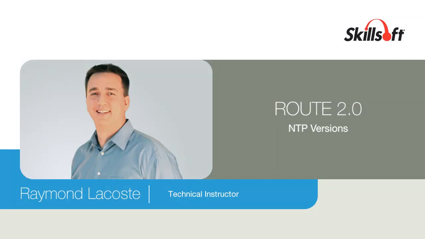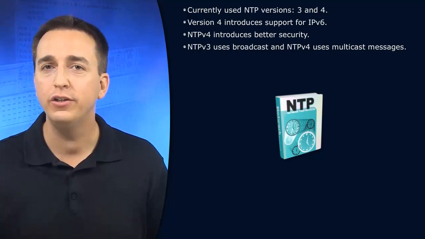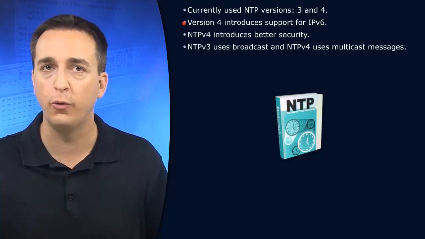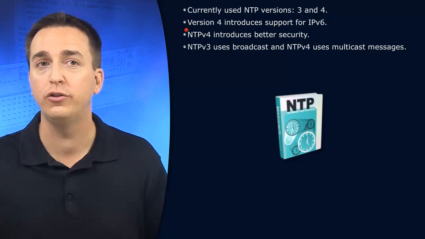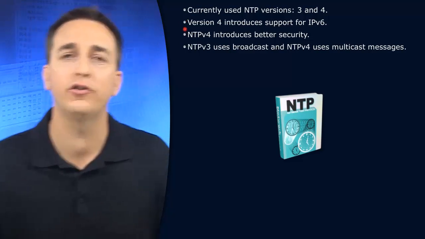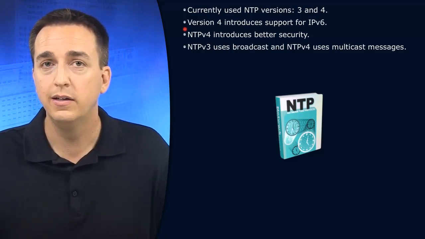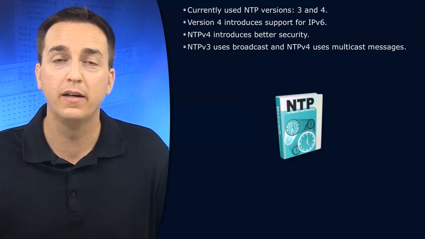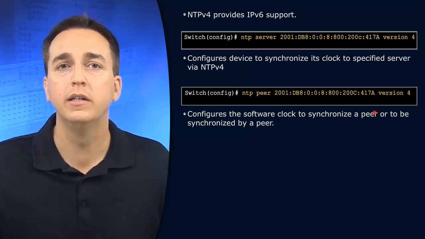The current NTP versions in use are version 3 and version 4. If you want to use NTP for IPv6, you have to use version 4. Also, NTP version 4 introduces better security. And since NTP version 4 is for IPv6 and broadcasts don't exist, we're going to use multicast messages with NTP version 4. So here's how we can set up NTP for an IPv6 environment.